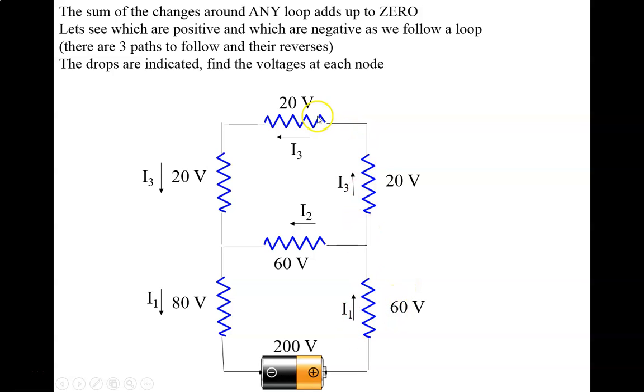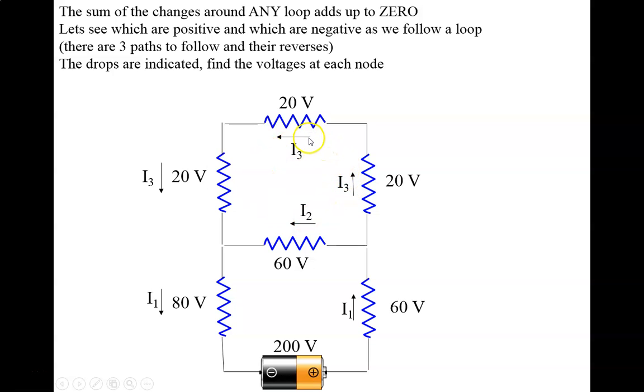Let's take this outer one here. So minus 60, minus 20 is minus 80, minus 20 is minus 100, minus 20 is minus 120, minus 80 is minus 200. Let's look at one where it's a little bit different. So let's follow this loop around here.